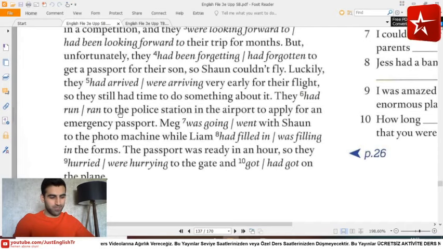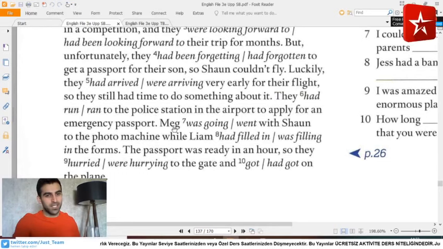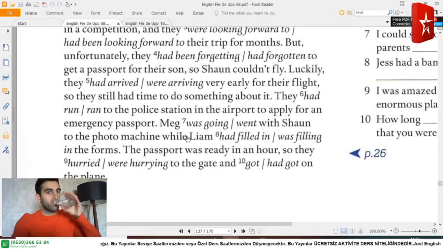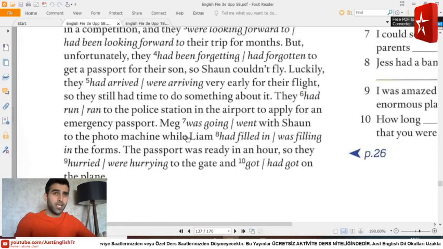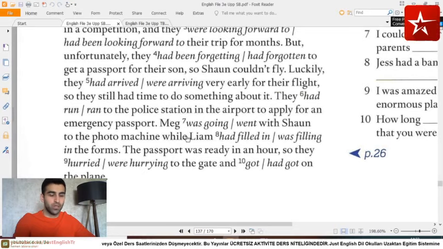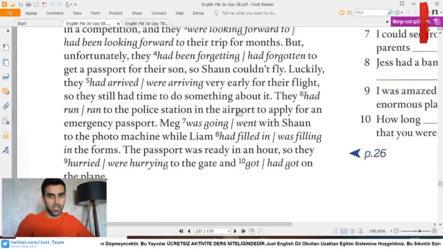Had run. Okay. And after this exercise, we have a quiz. It consists of 10 questions, and we have to choose the correct answers, and we will see who will get the maximum points. So let's first do this part and then we will continue with the quiz.